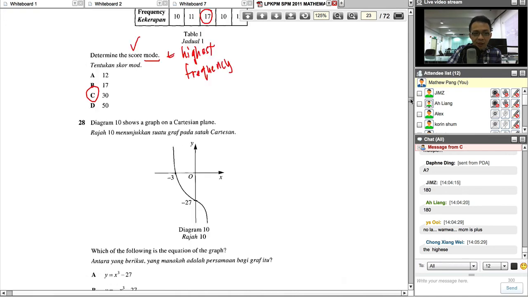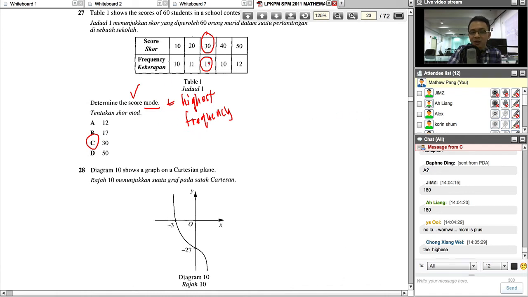Alright, so the next one. Because a lot of students make mistakes. They find out 17 is the highest frequency, they will circle B. It's not, because they want the score, so you must circle the score of 17. Alright. Yes, or do you have any questions?